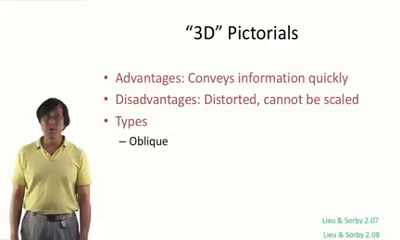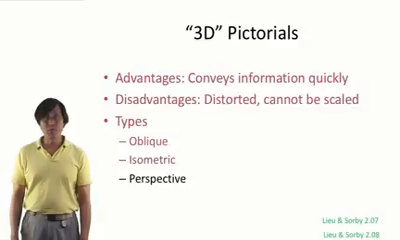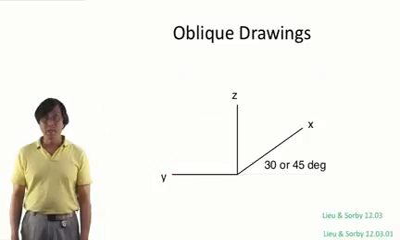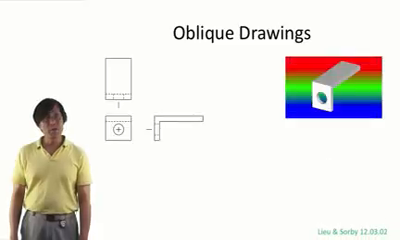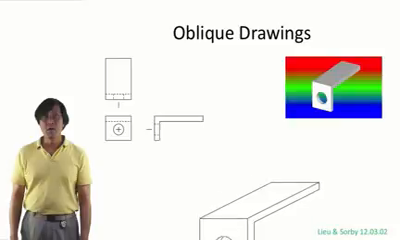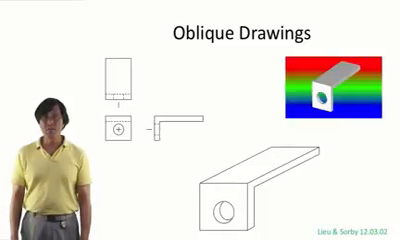The first one is called the oblique drawing. The second one is the isometric drawing, and the third one is called the perspective drawing. In an oblique drawing, one of the planes is shown in true shape. In this case, it's the YZ plane. The depth axis, or the x-axis, is shown going at a 30 or 45 degree angle away from the horizontal. In an oblique drawing, as opposed to an engineering drawing, all three dimensions are shown on a single drawing.